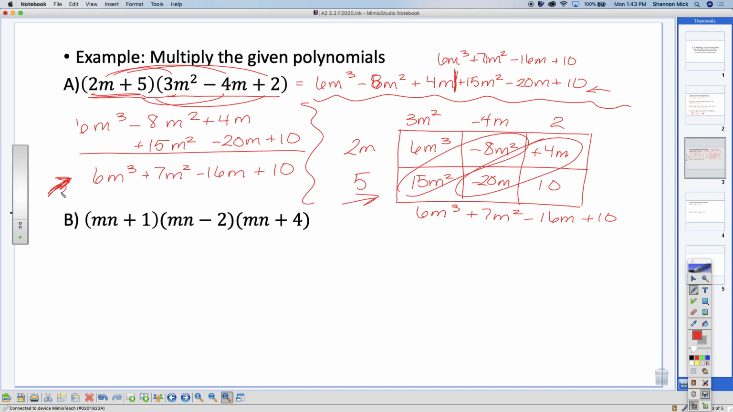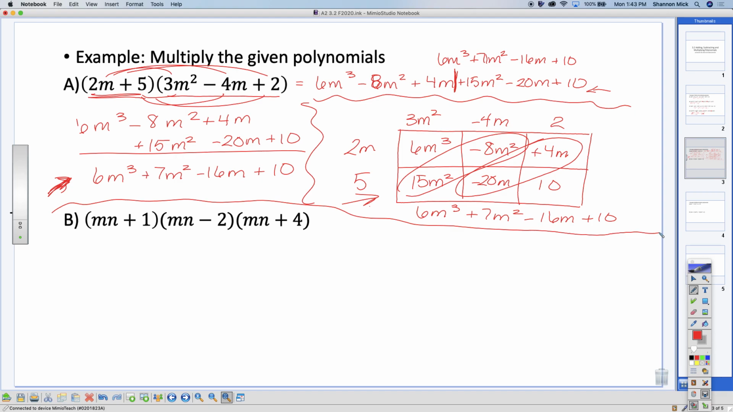Okay, so now I have this problem. Okay, I get this one. Can I multiply all those at one time? No, that's what I tried doing. It doesn't work. You have to pick two and multiply them. It does not matter if you pick the first two, the second and the third, or the first and the third. It does not matter. Okay?